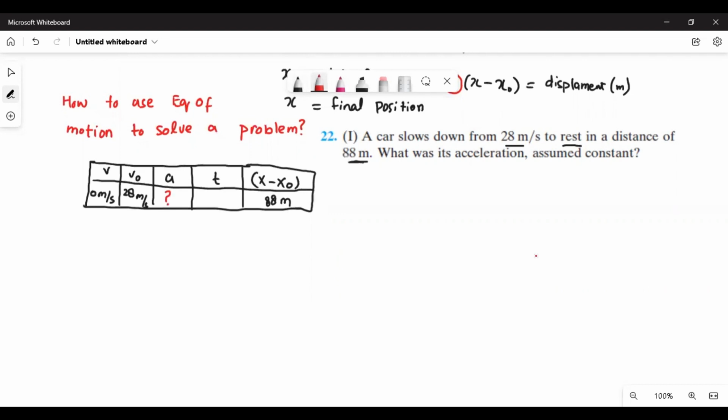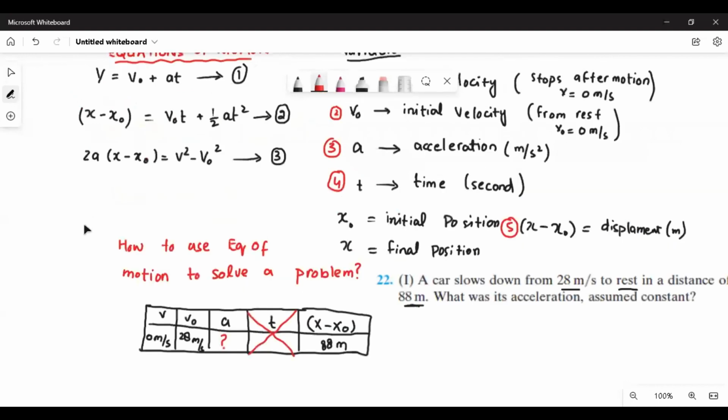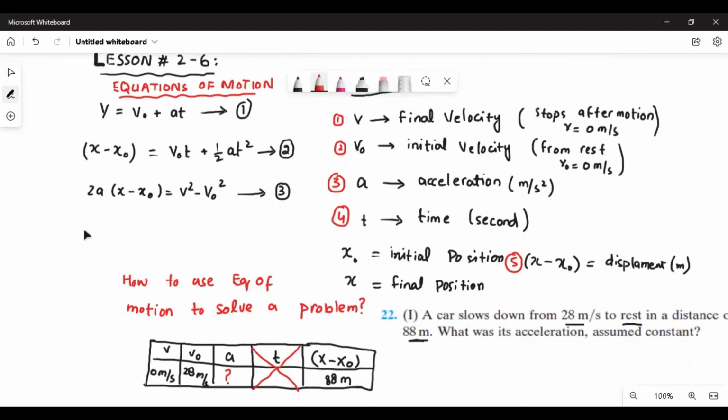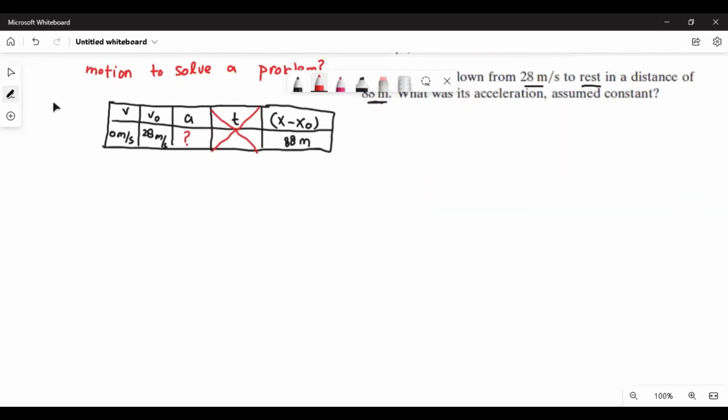So what is not mentioned in this one? Time is not mentioned. So I will cross out the time. Now I will choose the equation out of these three which doesn't have time. The first has time, the second has time, but the third doesn't have it. So I will write this equation and simplify, and it will give me the answer.